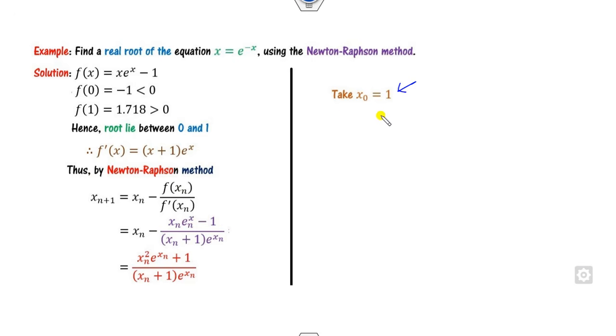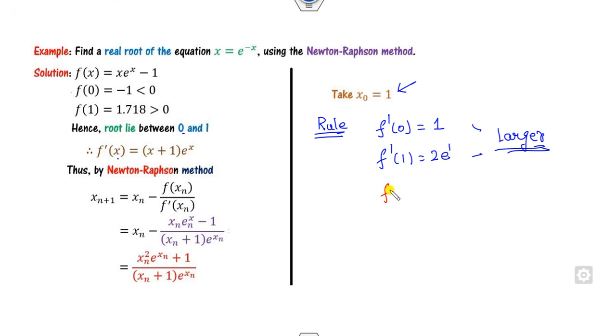Now how can you choose x naught? One simple tip I can also tell you. You can find the derivative value at the endpoints of the interval. When x is 0, it will be 1. When x is 1, it's 2 e raised to power 1. Which one is the larger? You can choose the root near to them. So clearly the absolute value of this must be greater than this.